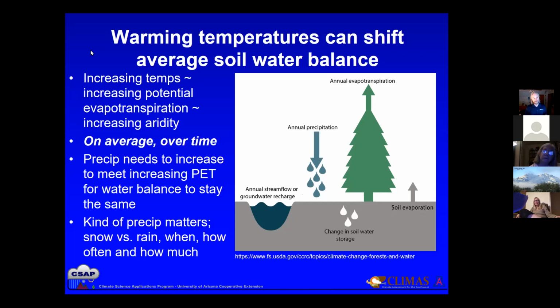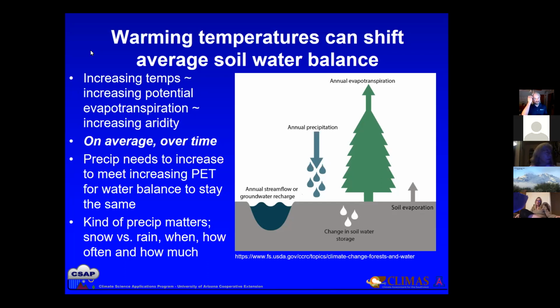So increasing aridity is really what we're talking about here, on average over time. So we can still have wet years, wet seasons, improvements in soil moisture, and plants that are really well adapted can take advantage of that. But it's the on-average-over-time shift that means things that need certain conditions will start to suffer, because they're integrating over longer periods.